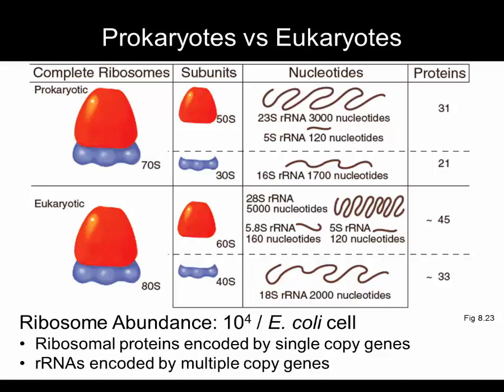The average E. coli cell has about 10,000 of them. In E. coli, there is only one copy of each gene encoding a ribosomal protein, but many copies of the genes that encode rRNAs. Think about why that might be.